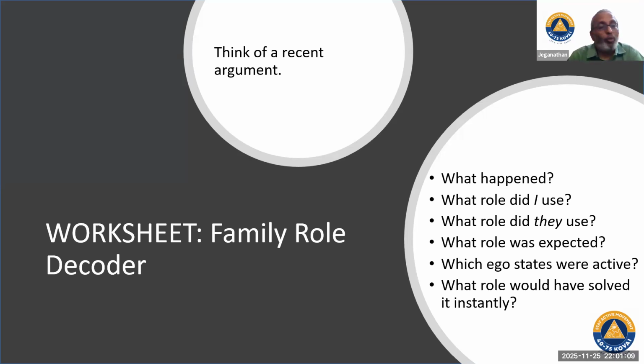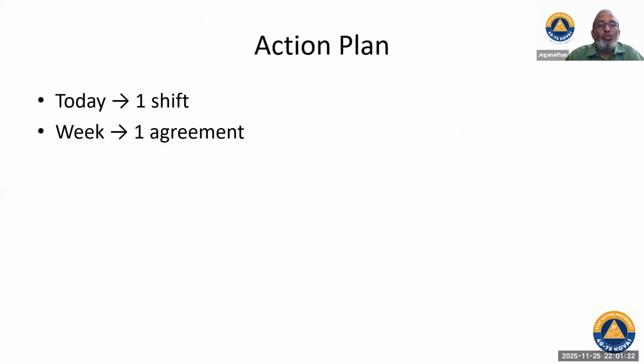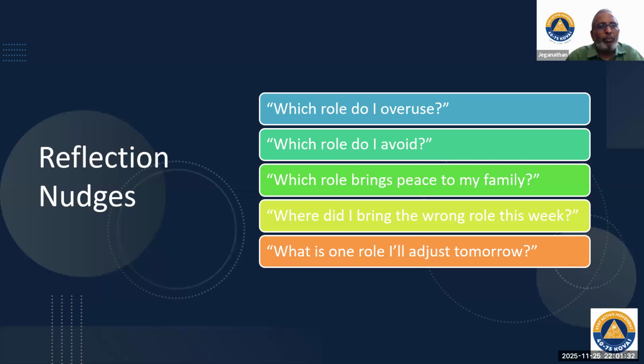What role would have solved it instantly? See, any argument can be snipped at the bud itself, right? It doesn't have to grow, provided we know the role in which we need to handle it. So action plan: one shift, what you're going to do, what is the area you're going to focus on, and one agreement with your family for a week. So this could be your action plan.